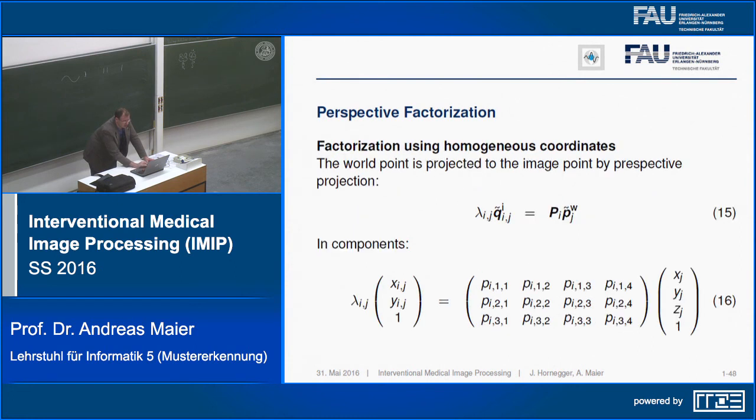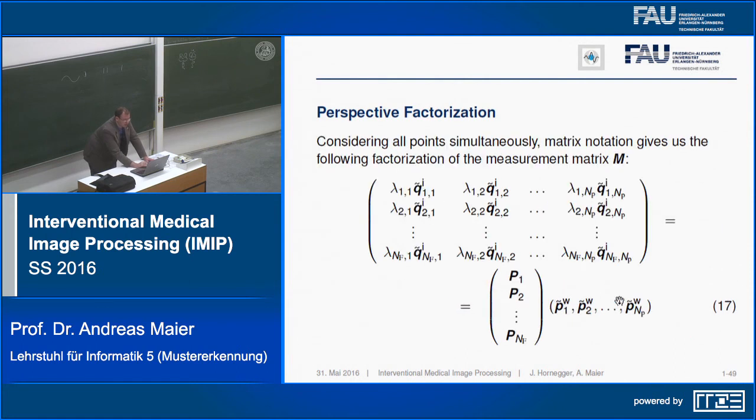These are essentially just the multiplication of lambda ij and xij, which will give us our Q11 and so on. And then on the right-hand side, you will find those projection matrices. So this is really the homogeneous vector Q. We pulled out the lambda, and here on the right-hand side we have the projection matrices and the world points in homogeneous coordinates.